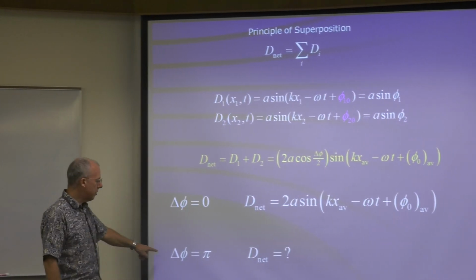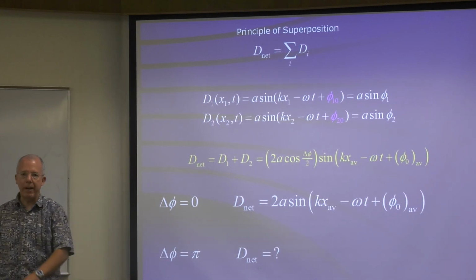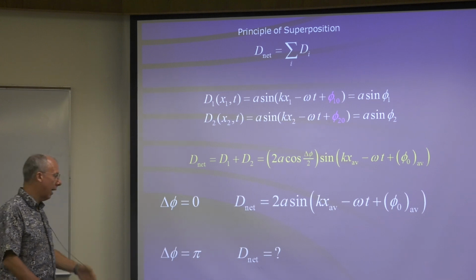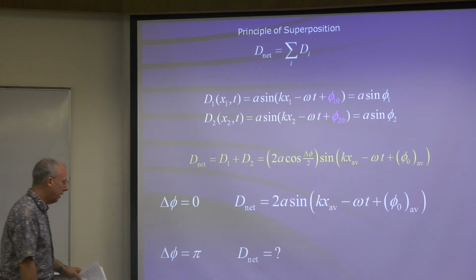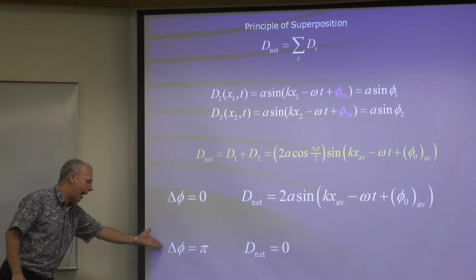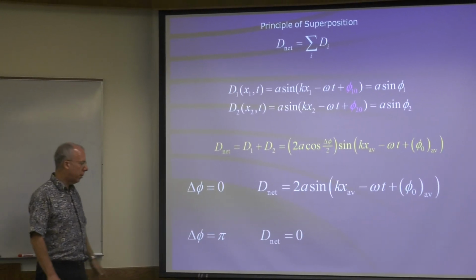All right, let's say the phase difference is pi. We already know. If the phase difference is pi, out of phase, destructive interference, right? Destructive interference, the displacement is 0. Okay, now we just know that from what we've talked about. Let's put it in the formula.